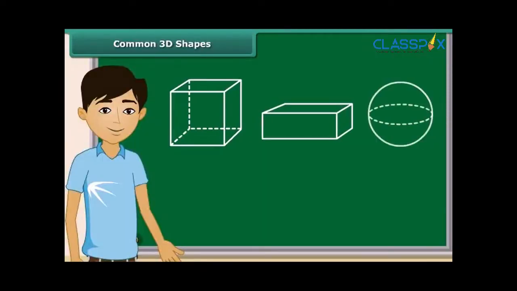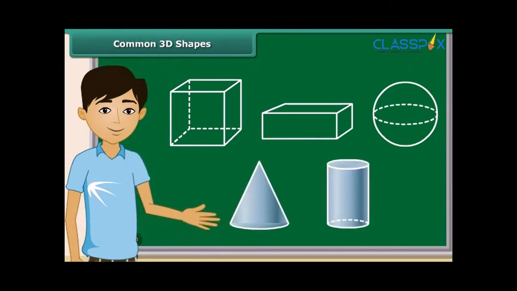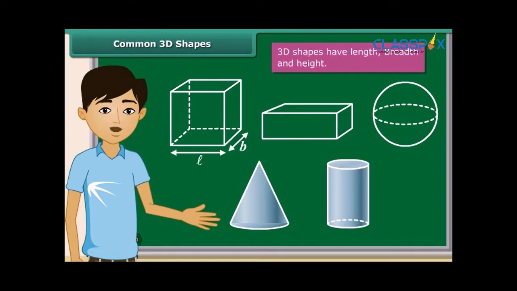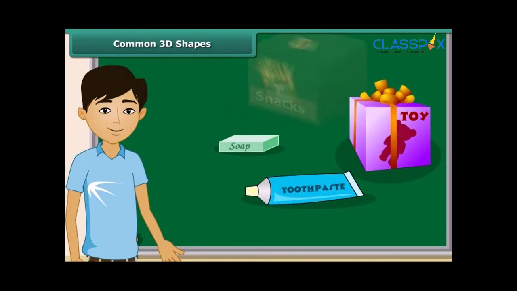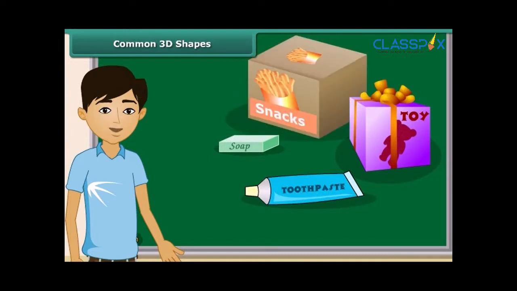Hey, can you recall these shapes? Yes, these are three-dimensional because these have length, breadth, and height. Soaps, toys, paste, snacks, etc. often come in the packing of cuboidal, cubical, or cylindrical boxes. Let us learn about their surface area and their volume.